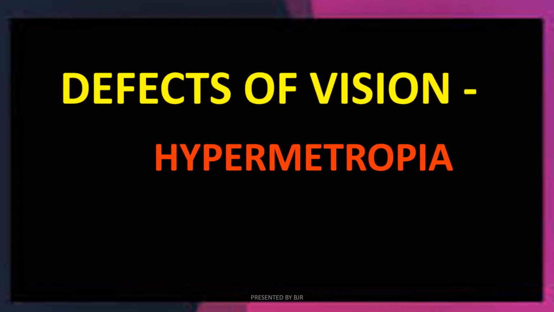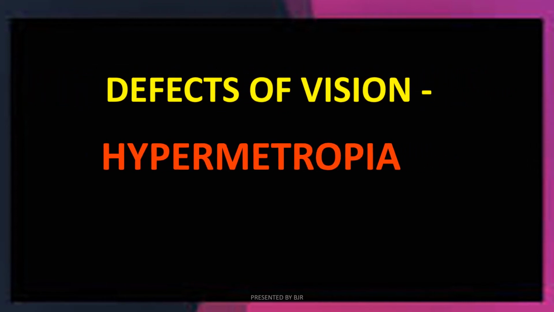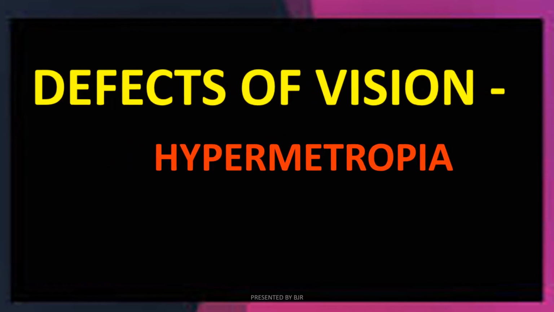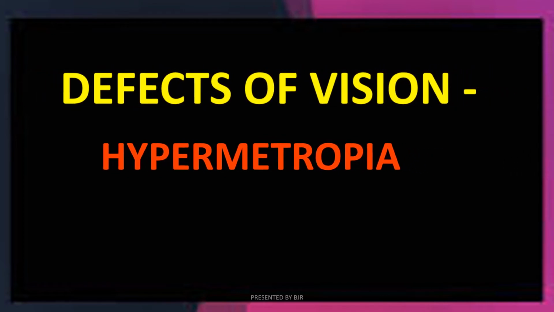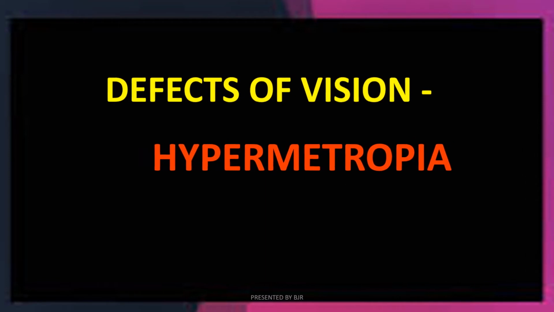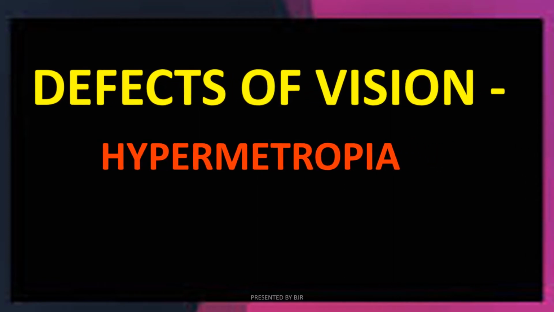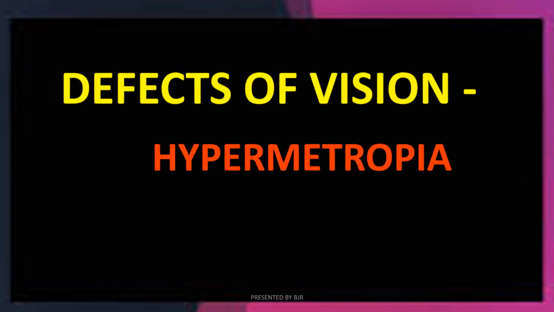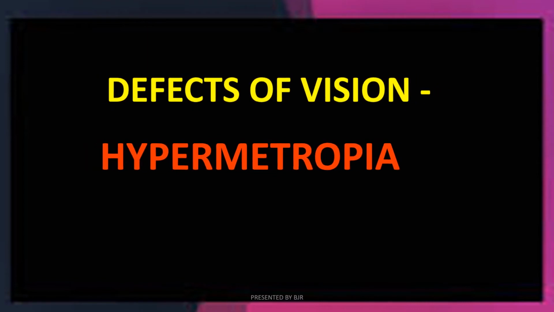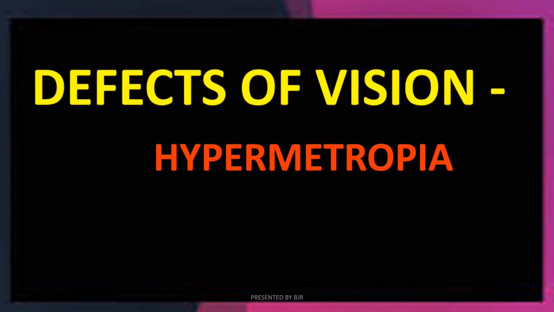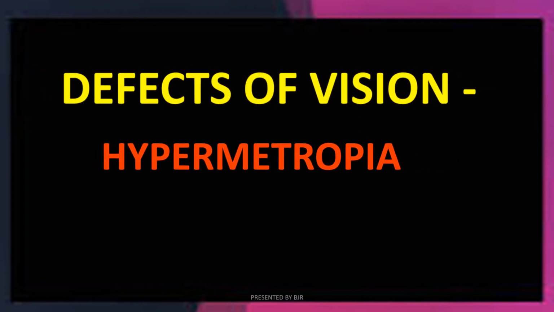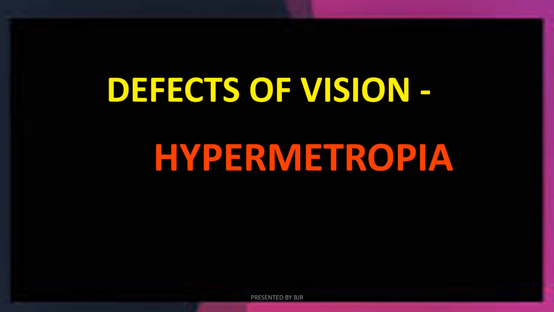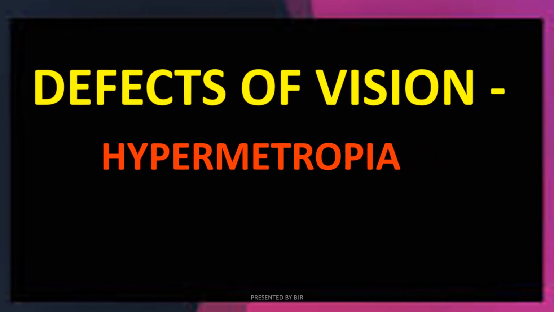So in hypermetropia, the eye lens cannot adjust the minimum focal length as it requires, isn't it? So the minimum focal length is greater than 2.27 centimeters in case of a hyperopic eye. Okay.